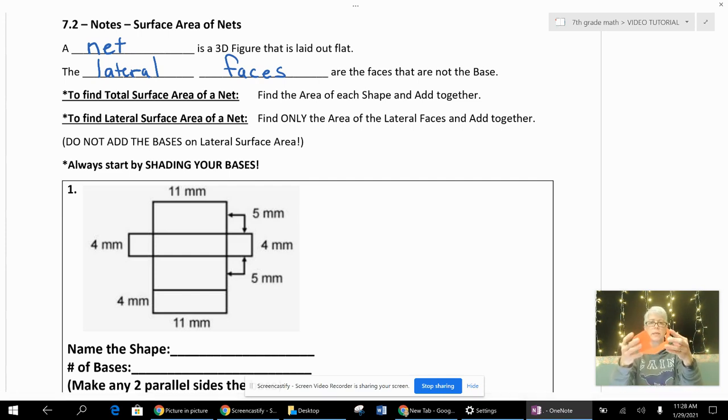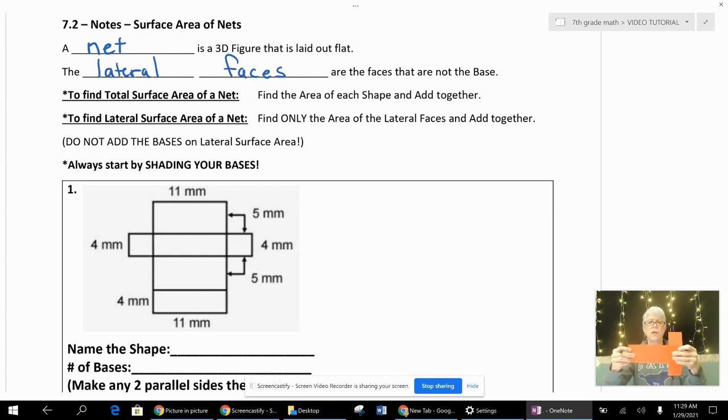So let's go back to this shape. Let's have these two sides be my bases. All right, now watch when I open it up. There they are. There's my bases. So the bases are not lateral faces. So that means these four shapes in the middle, these are my lateral faces.